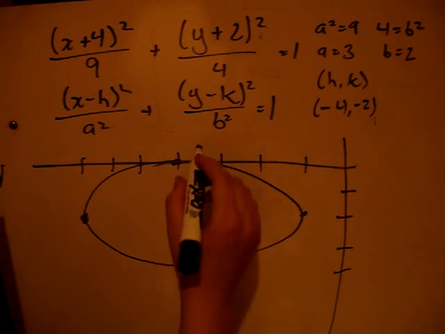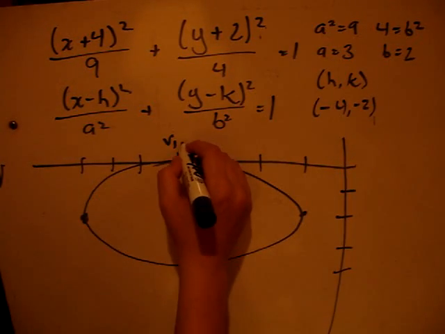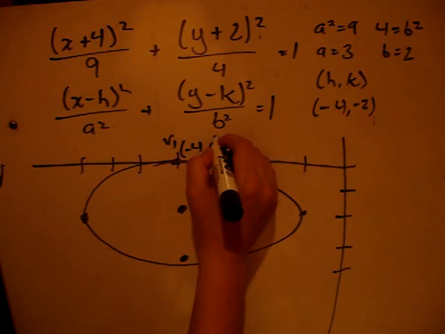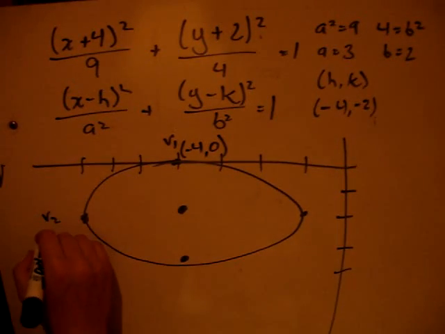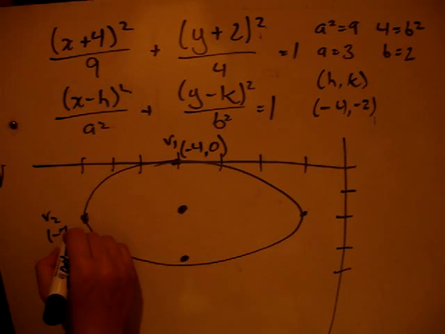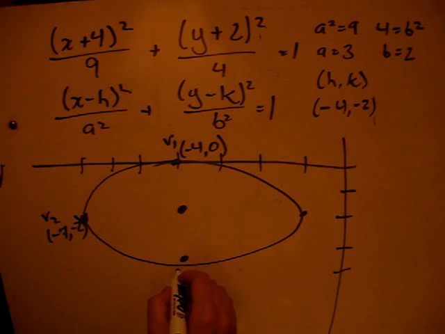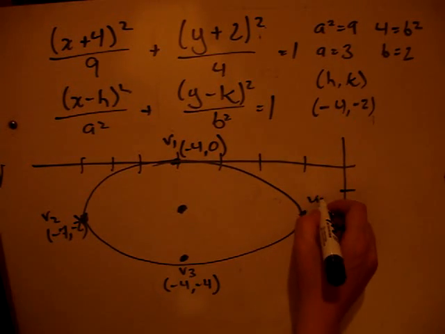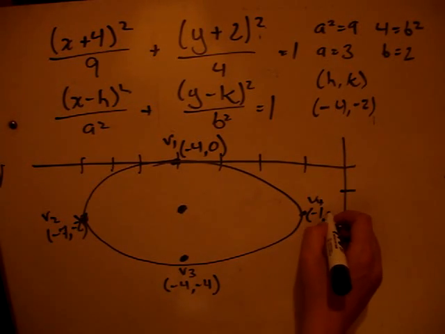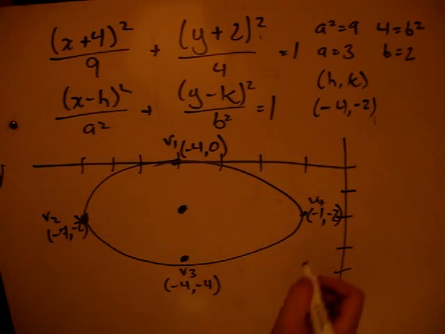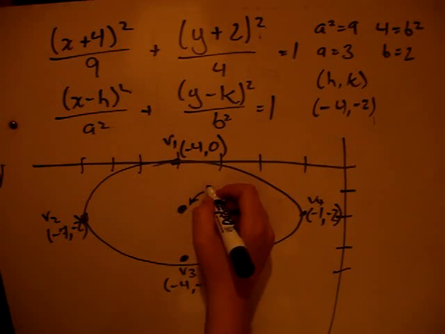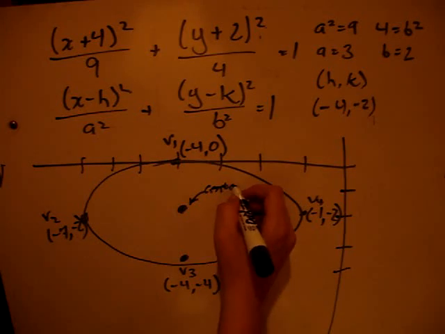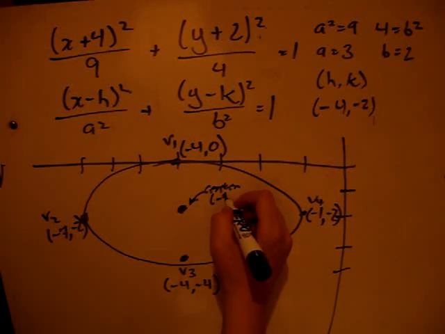Then we can label the vertices. V1 at (−4, 0). V2 at (−7, −2). V3 at (−4, −4). And V4 at (−1, −2). Then we mark our center, (−4, −2).